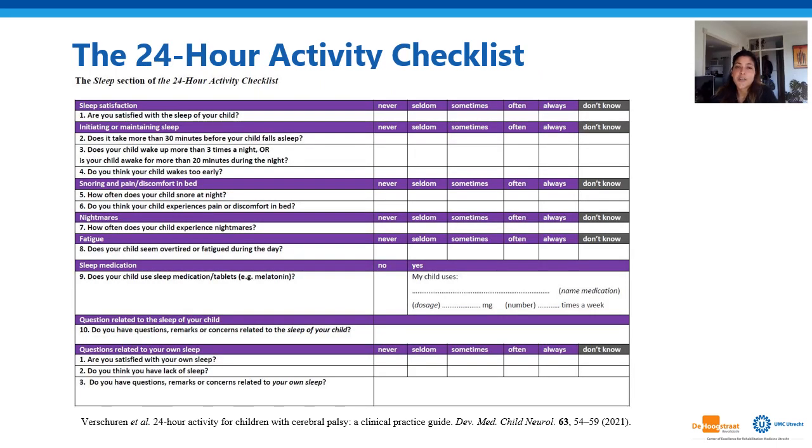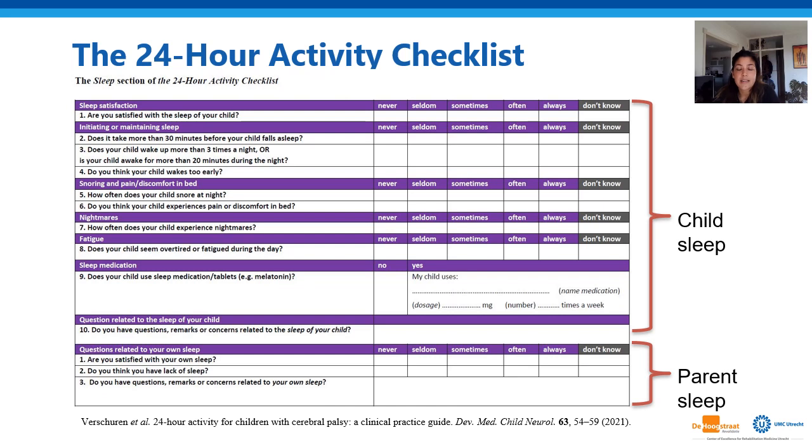To this aim, last year we developed a clinical practice guide about the 24-hour activities in children with CP and released the so-called 24-hour activity checklist. The checklist was designed as a practical tool to open and facilitate the conversation about physical activities, which I will not discuss today, and sleep with parents in the healthcare setting. This way, the checklist was aimed to guide clinicians in determining whether a more thorough assessment or referral is warranted when sleep problems are detected. The checklist includes 10 questions about the child's sleep, but also pays attention to the sleep of the parents. Parents can indicate on a 5-point scale from never to always how often problems occur.